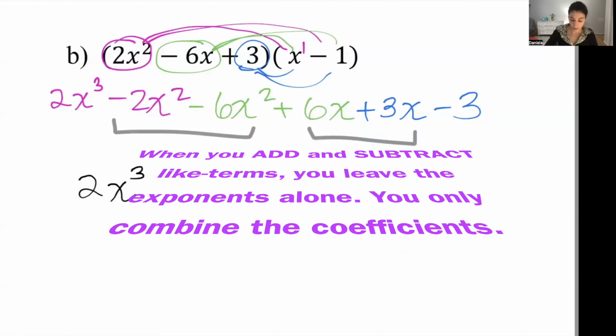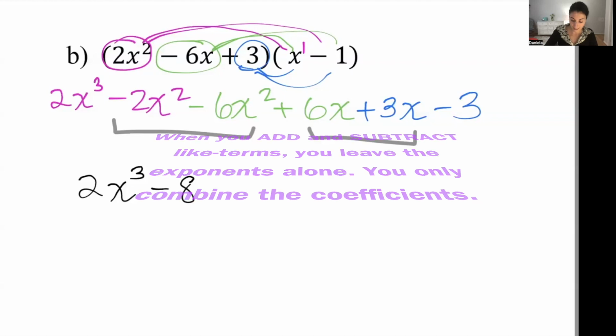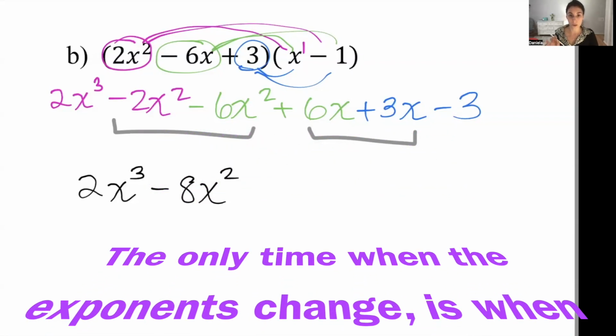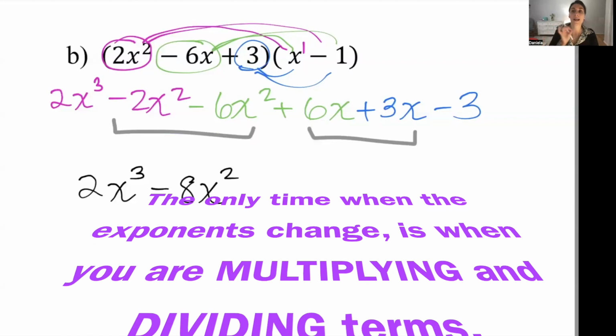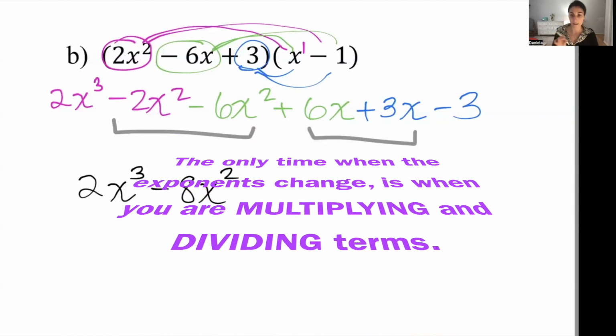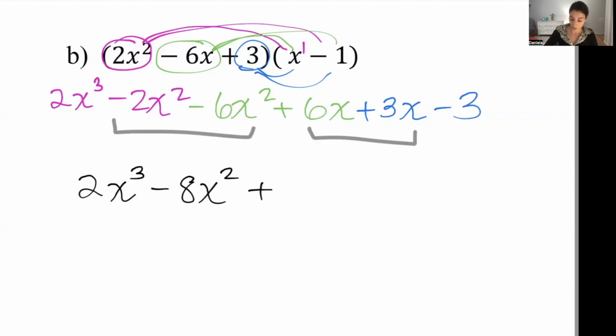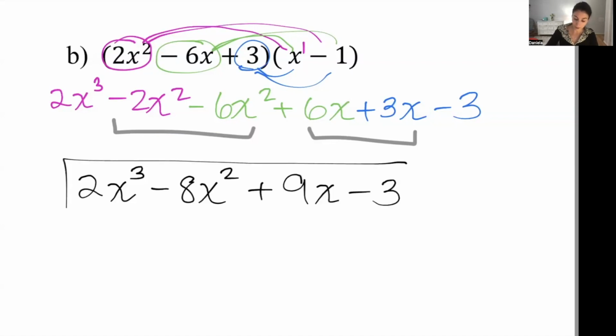So negative 2 minus 6, that's going to be minus 8. Leave it as x squared. The only time when the exponents change is when you are multiplying and dividing terms. Adding and subtracting, you keep the exponents the same. So that is going to be 9x. That stays to the first power. And that is the final answer.